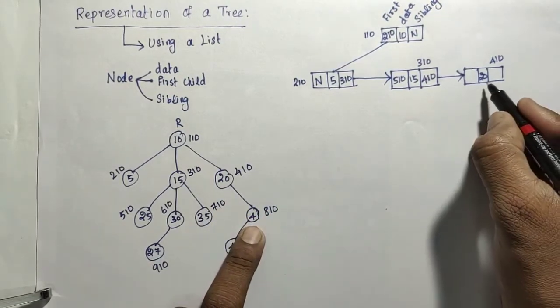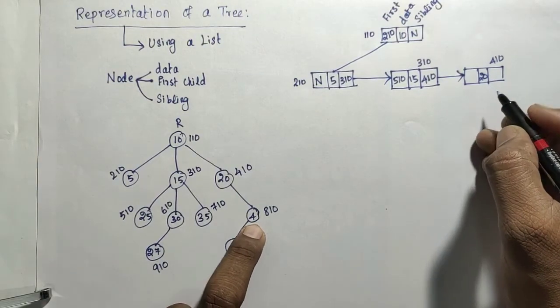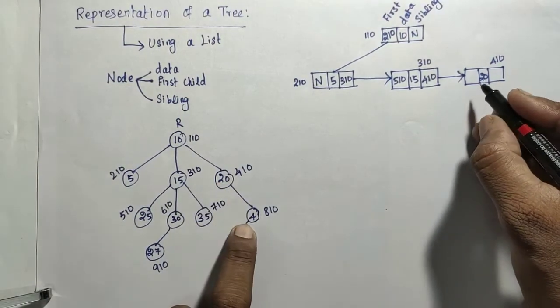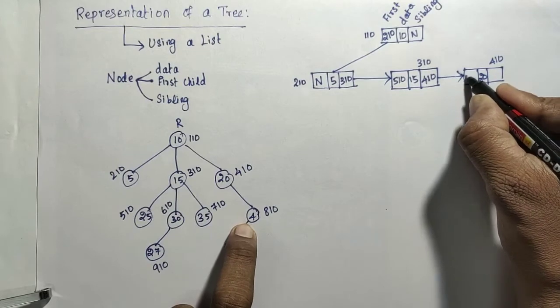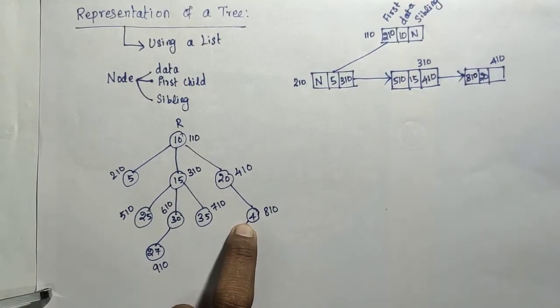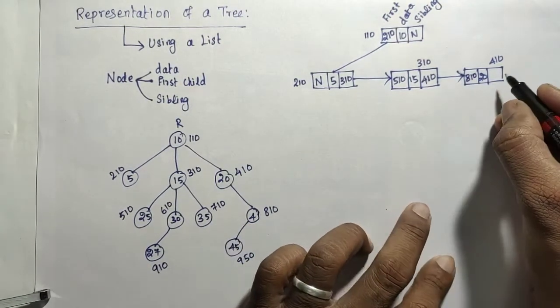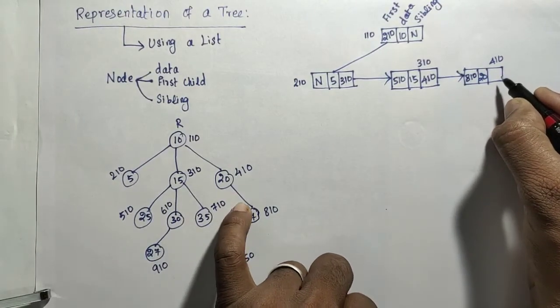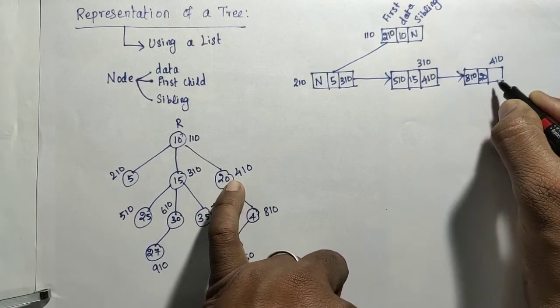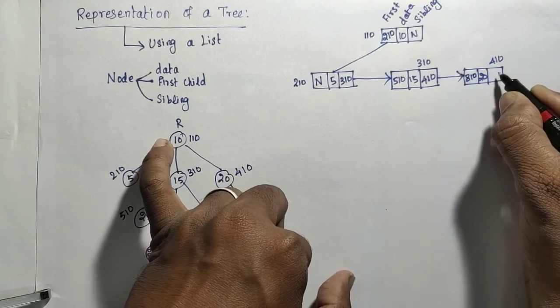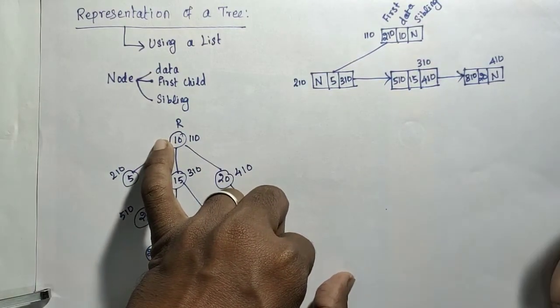So it is containing the address of what? That 4, the only one child. That address is what? 810. So it is containing the address 810. After that, the sibling for that 20. He is the last child of the 10, so there is no sibling. So it is a null.